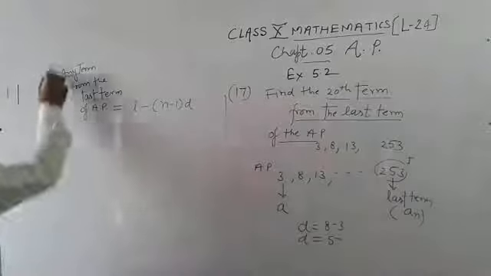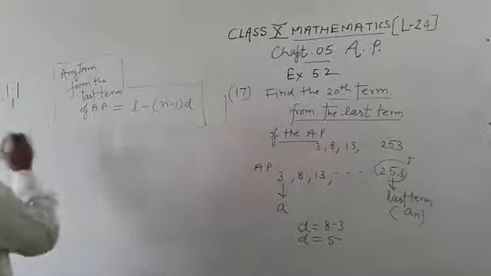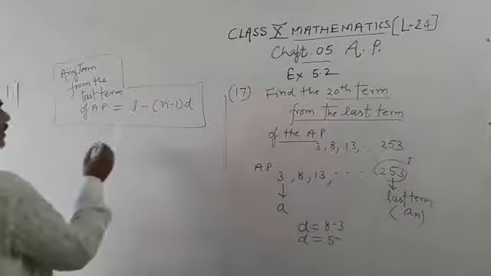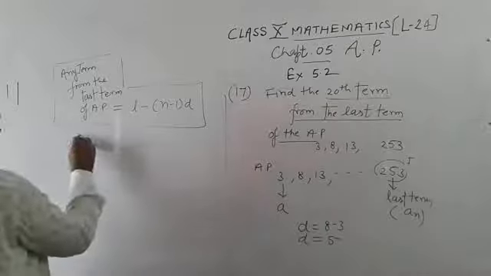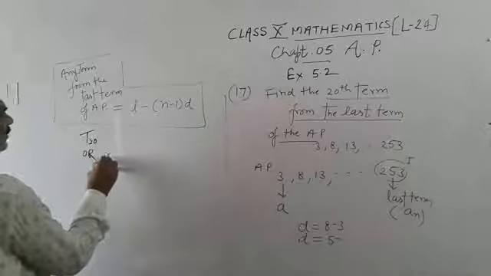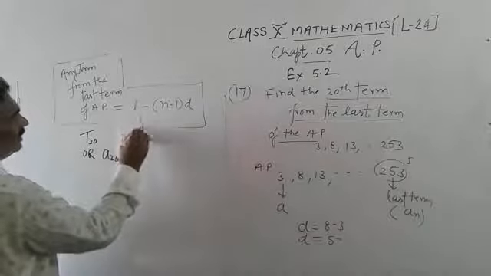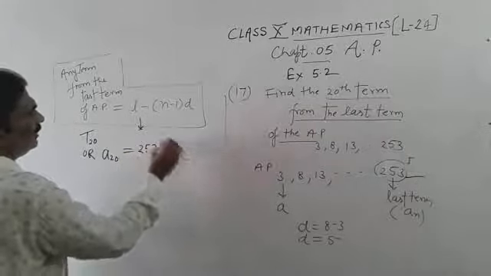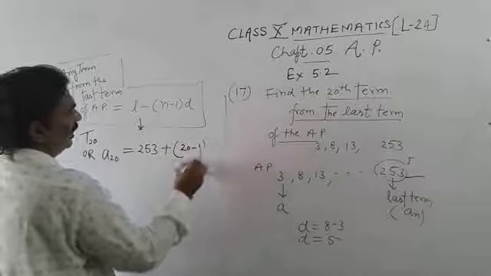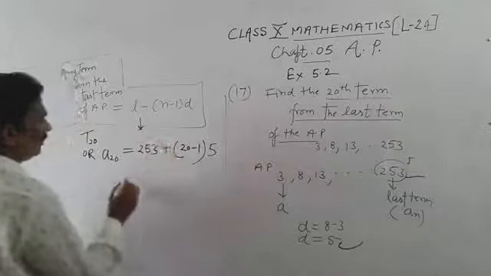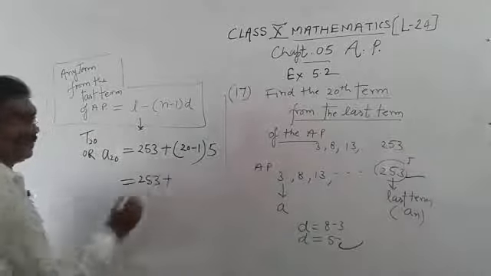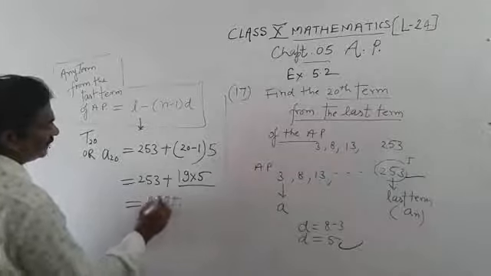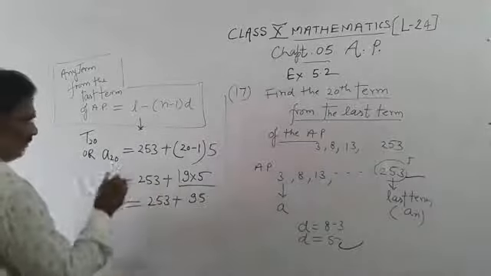So students, remember, if you want to find any term from the last term of an AP, then you should use this formula. Okay students? We want to find the 20th term, so we can write T20 or A20. Now L is the last term, 253, minus, as we want the 20th term, 20 minus 1, and you know D is 5. So 253 plus 20 minus 1, 19, multiplied by 5. I think 253 plus 95. Sorry, there is a mistake.